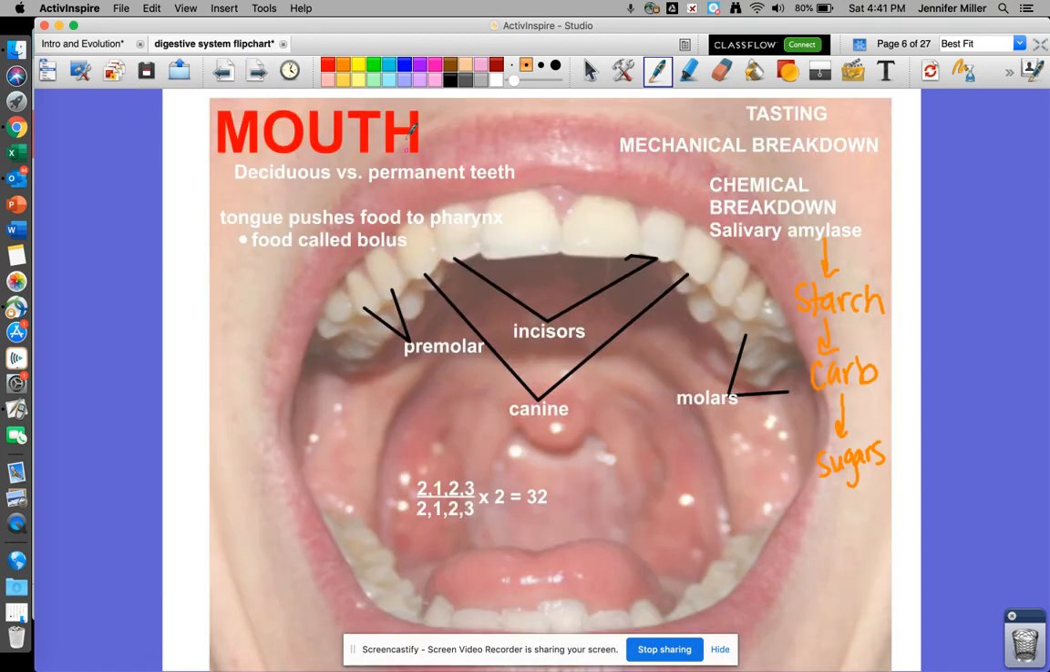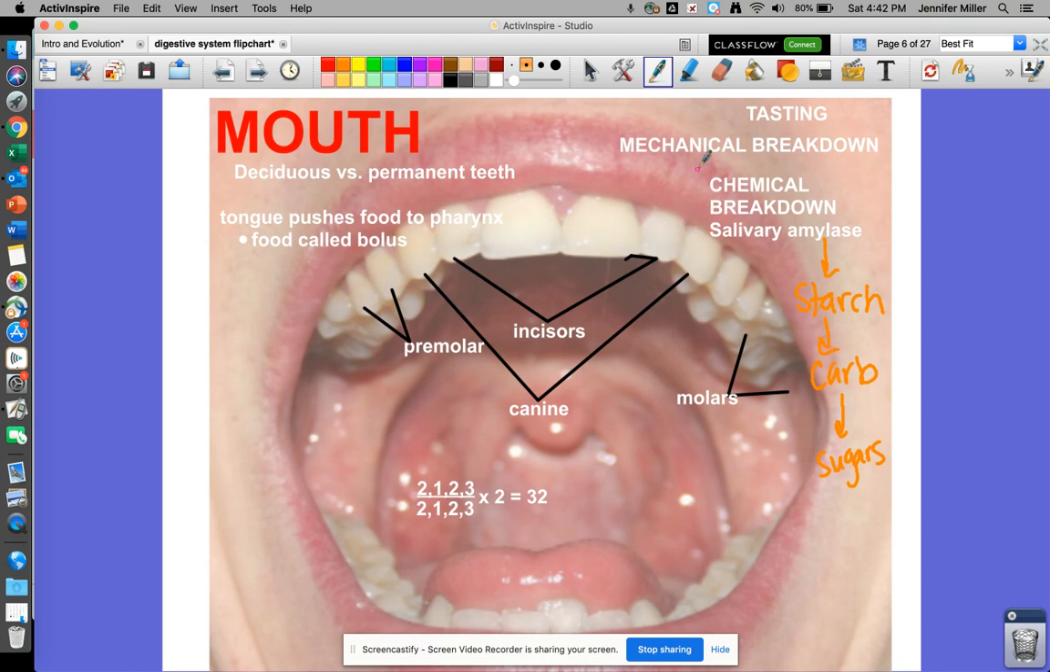All right, so the first part I want to talk about is the mouth. Obviously, it's used mainly for mechanical breakdown, chewing it into smaller pieces. But there's some chemical breakdown that goes on in the mouth also. There's some enzymes, especially one called salivary amylase, obviously released by the saliva. And amylase is used to break down starch, which is a carbohydrate, into its simple sugars. So it starts the breakdown of starch.